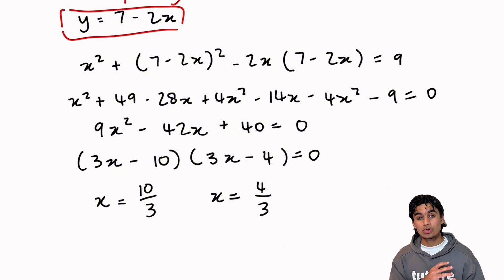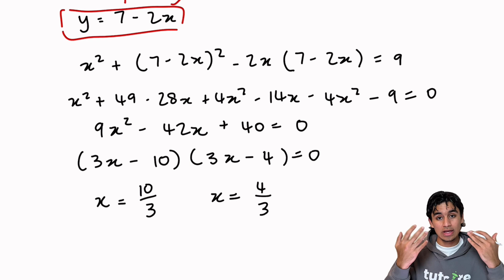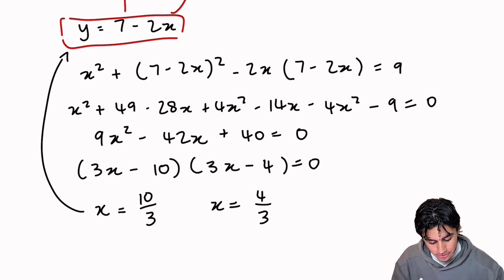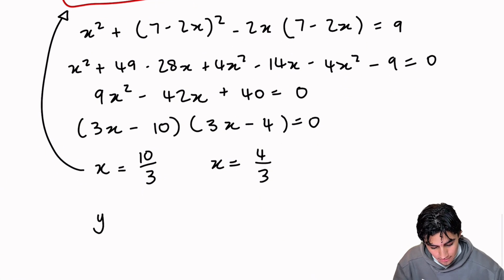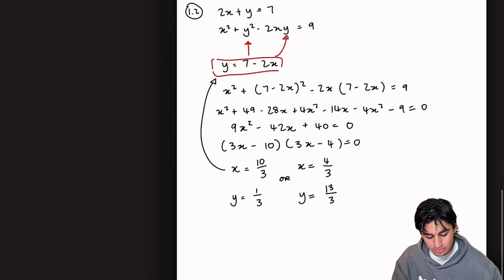So what's important with simultaneous equations is to always make sure that you sub your x back in to get your y. So if you sub your x's back into this formula over here, you're going to see that for this x, you're going to get a y value of 1 over 3, and for this x, you're going to get a y value of 13 over 3.